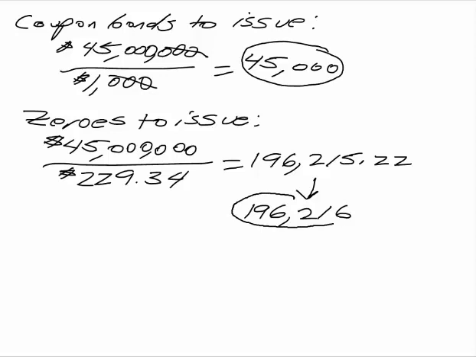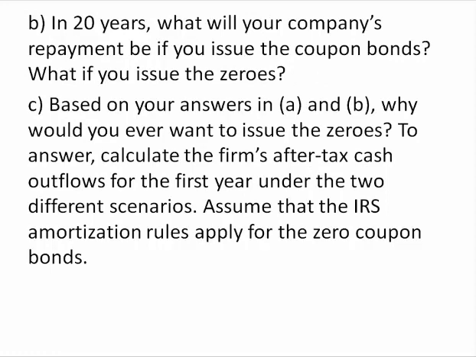The number of 0 coupon bonds we need to issue is 196,216. We have 2 more questions. We're told, in 20 years, what will your company's repayment be if you issue the coupon bonds? We're asked the same thing about the 0 coupon bonds.